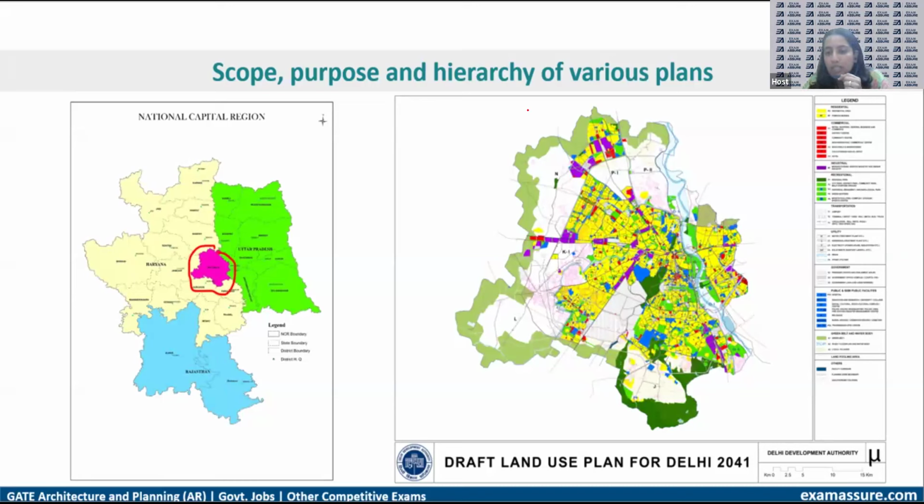Okay. I will take up the questions a little later. Let me just complete this. So for the NCR region, you have a regional plan. For Delhi, or in this case, somebody had this question with respect to the state as well. Now, Delhi, as a city state, is small in size. So here you have the master plan for this entire city state.